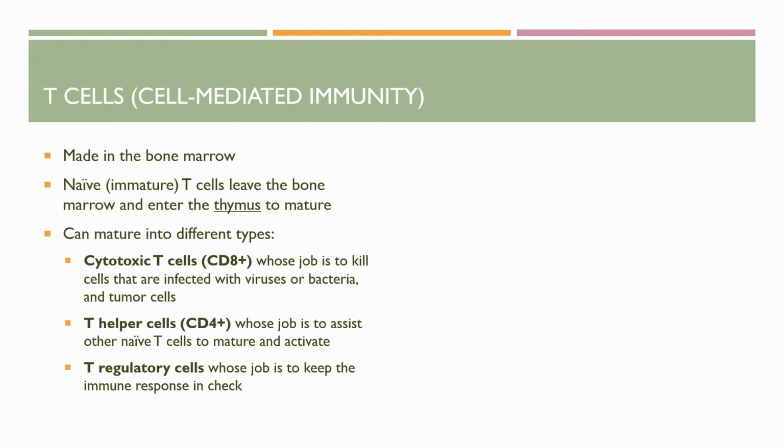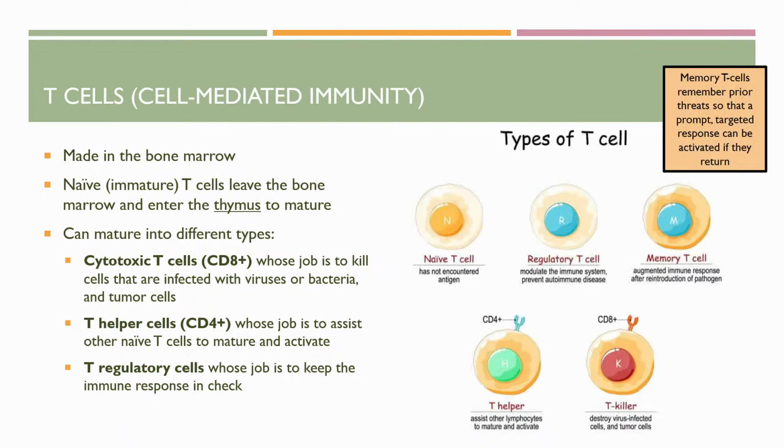So in this cell-mediated immunity, T cells are made in the bone marrow as well, but they end up leaving the bone marrow and going into the thymus to mature. And they can mature into different types. Once again, that's the cytotoxic T cells, or CD8 positive, whose job is to kill, T helper cells, CD4 positive, and then T regulatory cells. And so, once again, I have this up. And then, once again, the different types of T cells here.